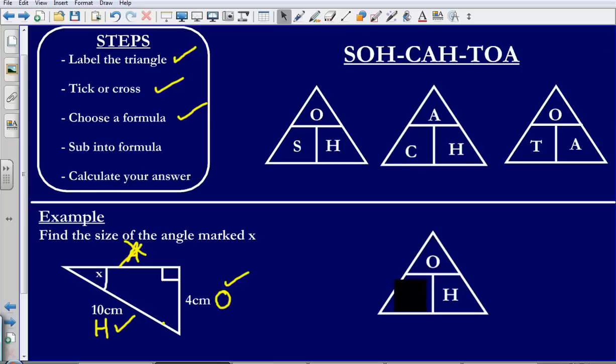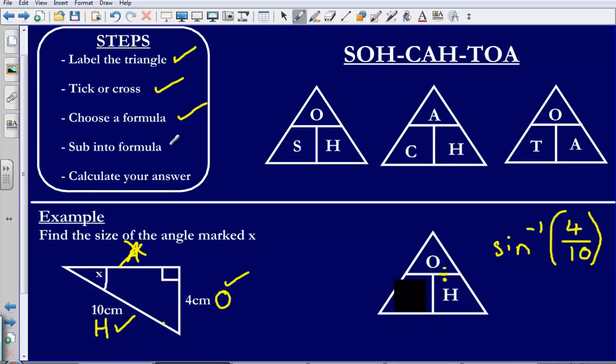The angle is represented by that S. So the S stands for sin. Remember, it is the inverse of sin when you're finding an angle. So it's sin to the -1 of 4 divided by 10. I know that it's 4 divided by 10 because it tells me here that the opposite is divided by the hypotenuse. Opposite of 4, hypotenuse of 10.